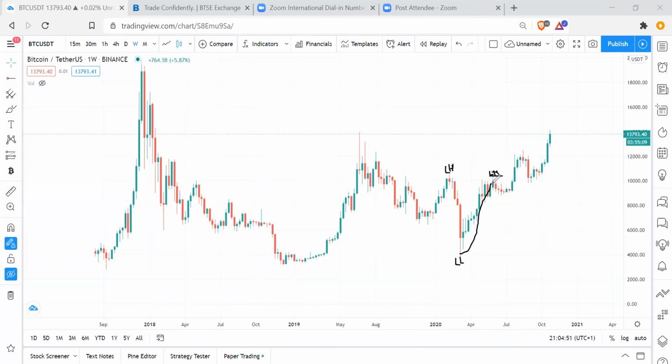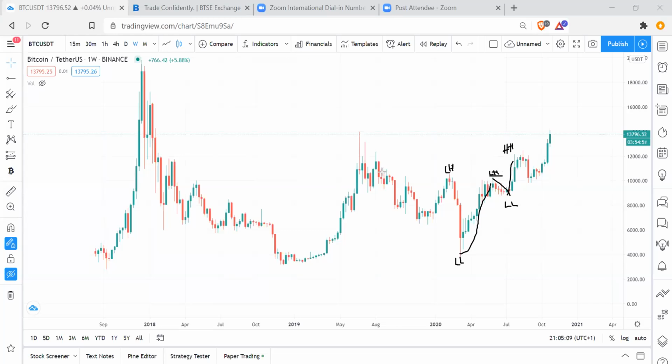But what happened afterwards? A slight pullback. This is our new lower low. And then price broke above the previous lower high, meaning that we automatically have a higher high. And now, how would we have traded this?